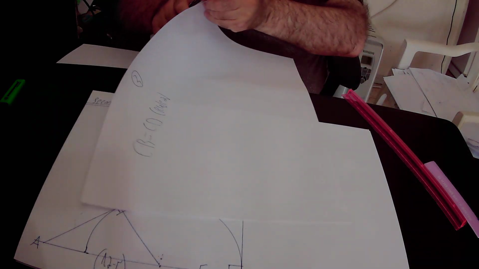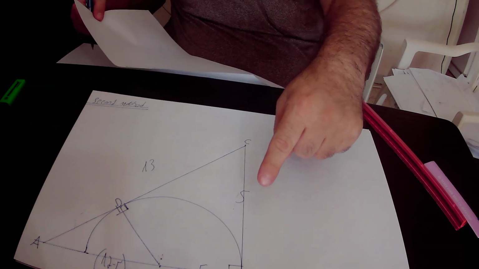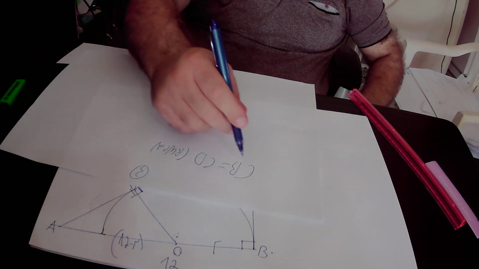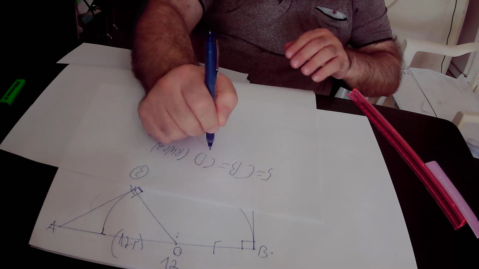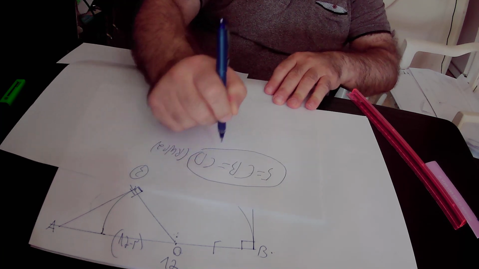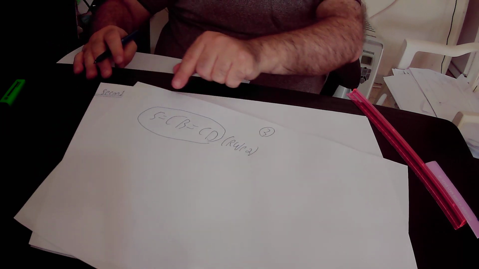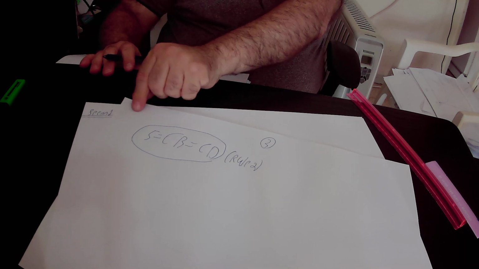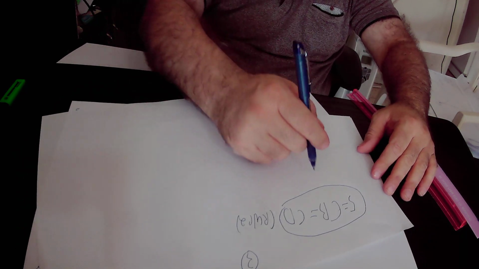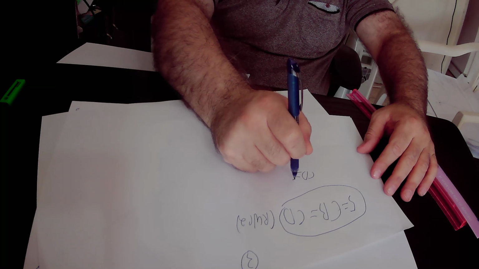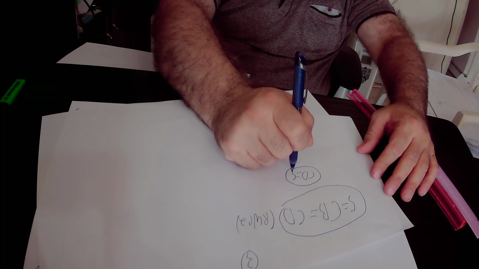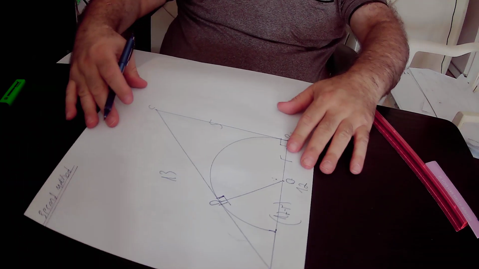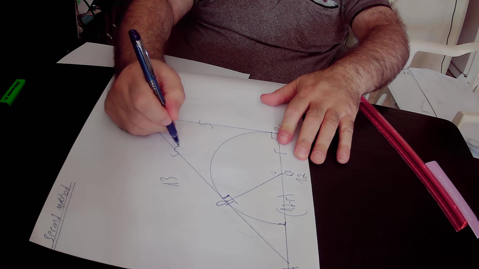But it is given in the question that CB equals 5 units. Okay, CB equals 5 units according to what is given in the question. So from this equation we will derive that CD also equals 5 units. So here we can write down that CD equals 5 units.